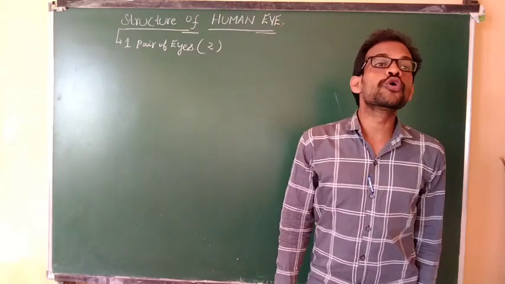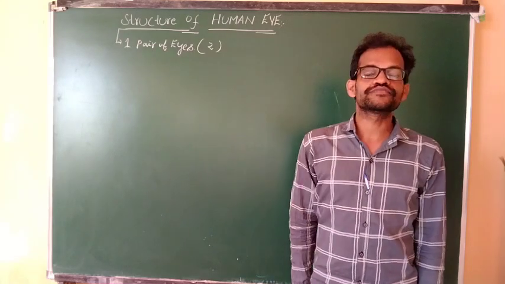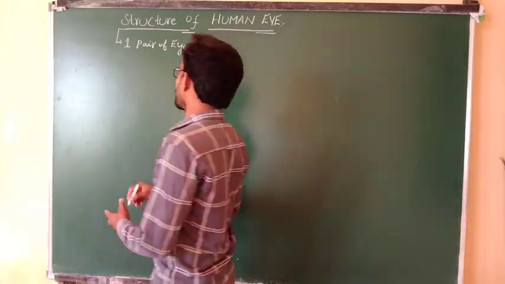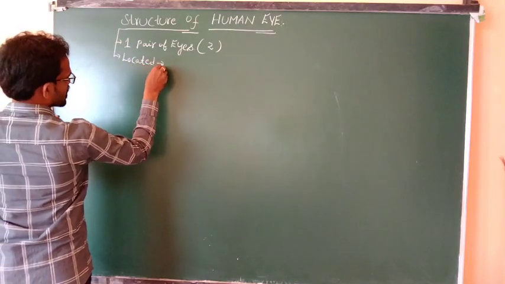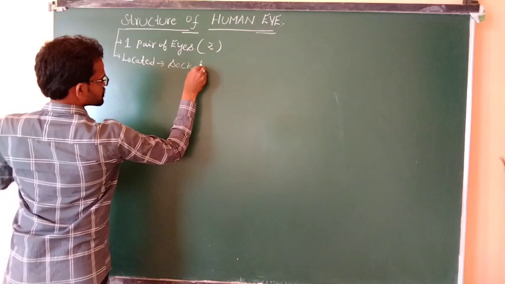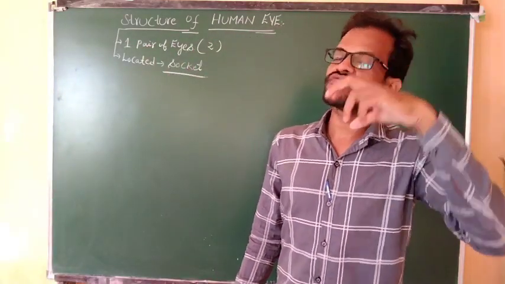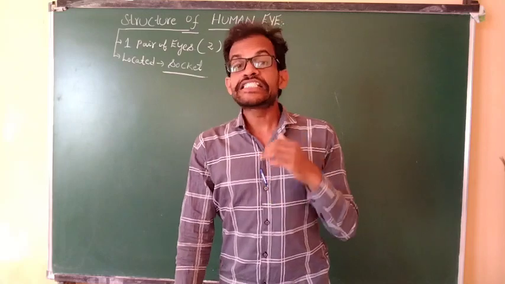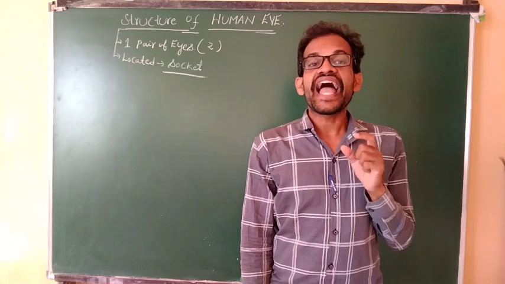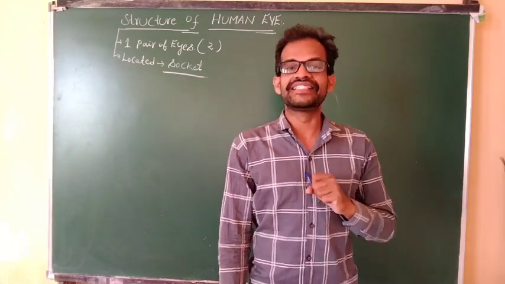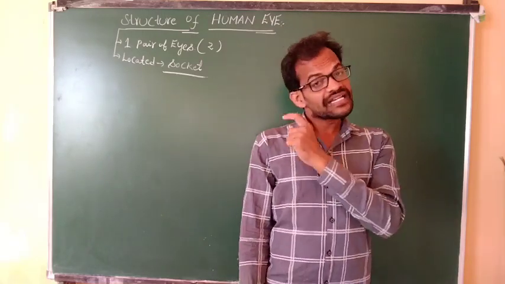The eyes are located in the socket of the orbit. Each eye is protected by the eyelashes, eyelids, upper eyelid, and lower eyelid. These all protect our eyes.